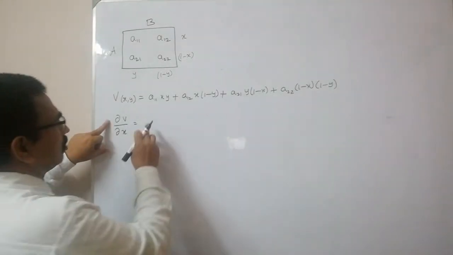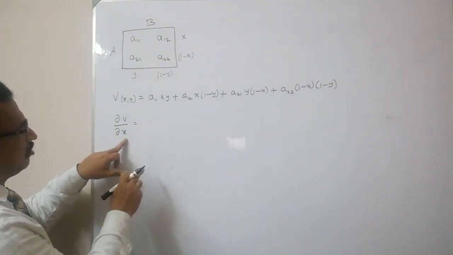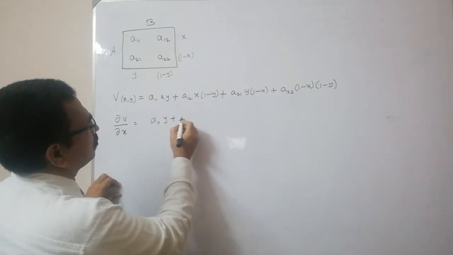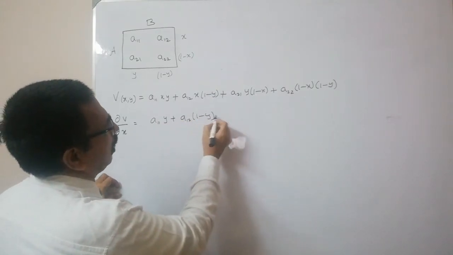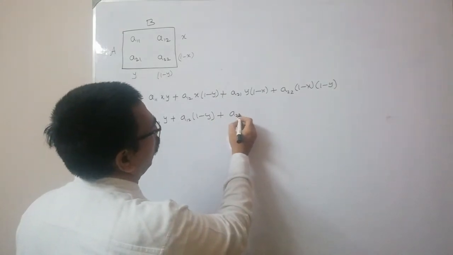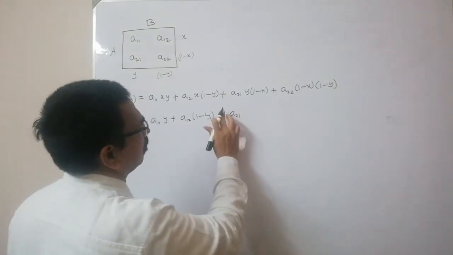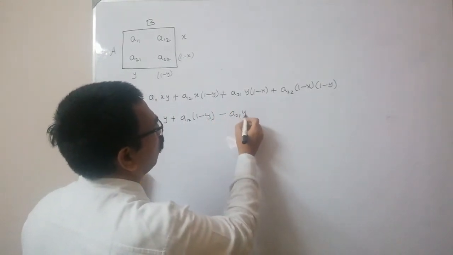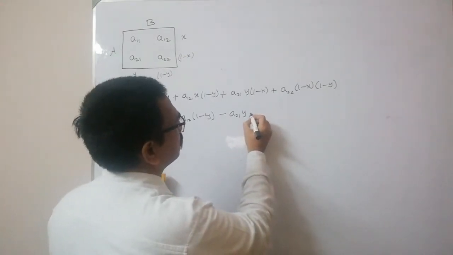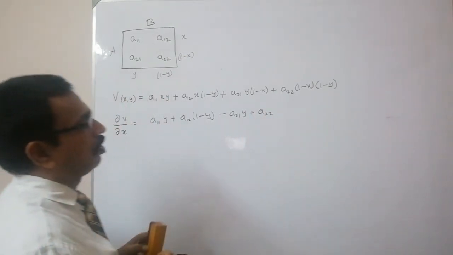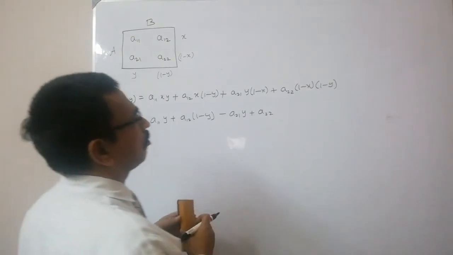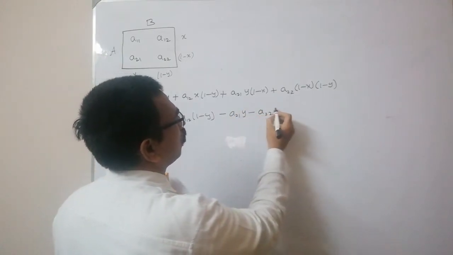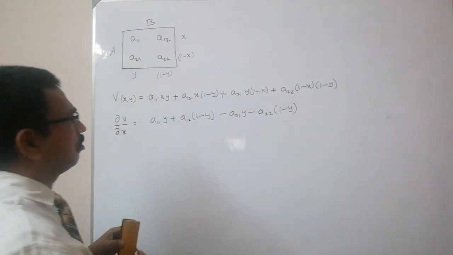So suppose if we differentiate with respect to x partially, here we get A11 y plus A12 into 1 minus y plus A21 into y into minus 1. So straight away we can take minus A21 into y plus A22 into 1 minus y into minus 1. So here also we will get minus A22 into 1 minus y.